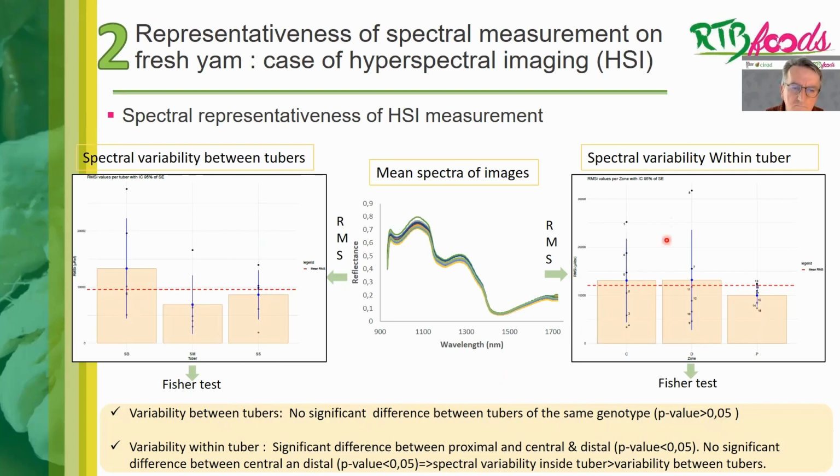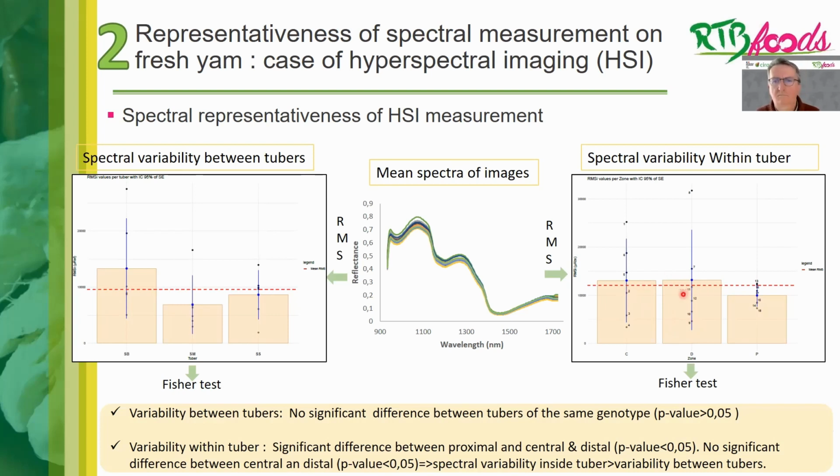And here, for the variability within tuber, we found a significant difference between proximal and distal, because the p-value is lower than the error threshold of 5%. But we find no significant difference between central and distal, and we see that in this plot.